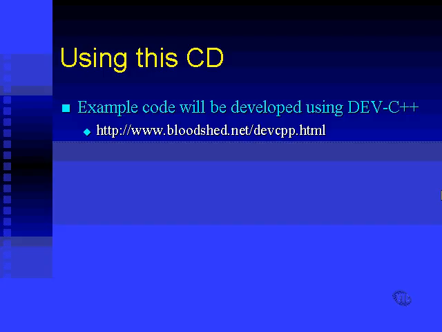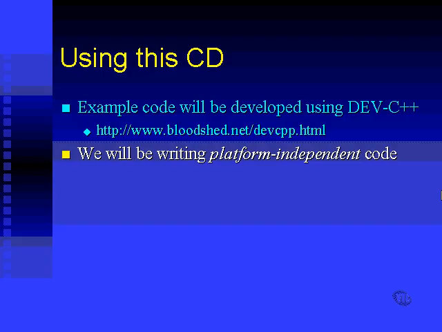I want to stress that this course is not about developing Windows programs. Even though we're going to be developing in the Windows environment using a Windows product, we're not developing specific Windows programs. We will be writing platform-independent code. The code that we write, every single line, will be able to be compiled on any platform, Unix, Windows, even DOS, OS2, Mac, or whatever you like. We will be writing no code that is designed for the Windows environment only.